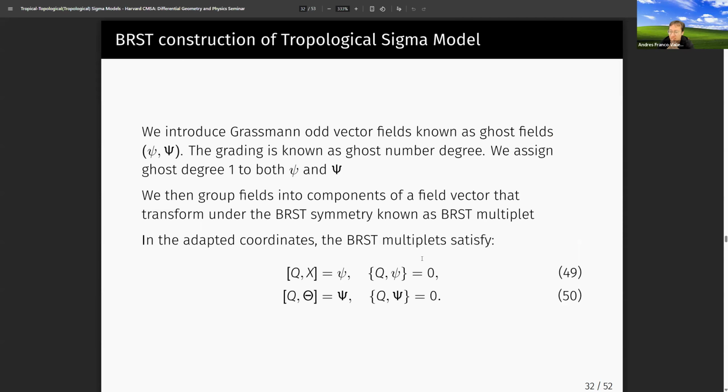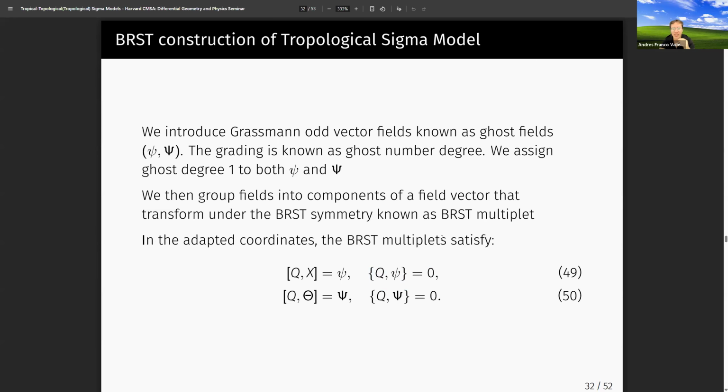They come with a grading that's known as the ghost number degree, and we assign ghost number 1 to both psi and capital psi. And then we can actually group these fields into components of a field multiplet that transform under the BRST symmetry. We call those BRST multiplets. And so in the adapted coordinates, under the action of the BRST differential, it's going to take the target space coordinate x, and it's going to transform it into the ghost psi. And we want this BRST differential to be nilpotent, so you naturally end up defining that the BRST differential on psi is equal to 0. Over here, you have to keep in account that we are using commutators when the fields are Grassmann even, and we're using anti-commutators when the fields are Grassmann odd.